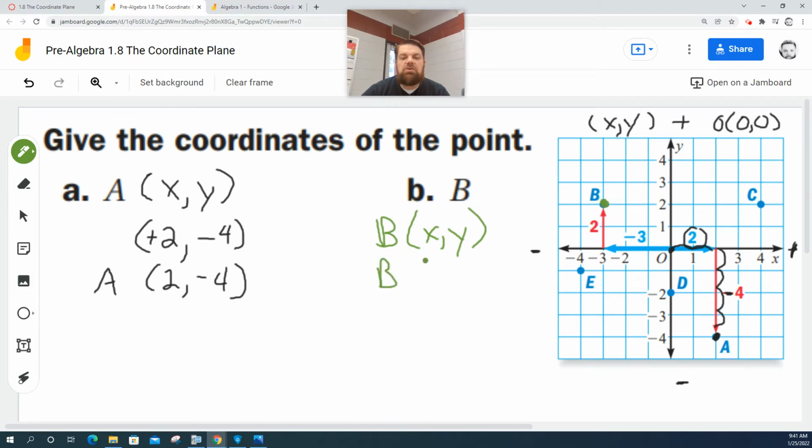So for my x coordinate, I'm going to go from the origin 1, 2, 3 units. I'm going to go 3 units in the negative x direction. So it's going to be negative 3. Now, to get to B from this point, I got to go up 1, 2. Since I'm going up, that'll be a positive 2.